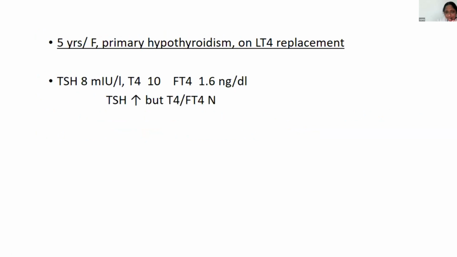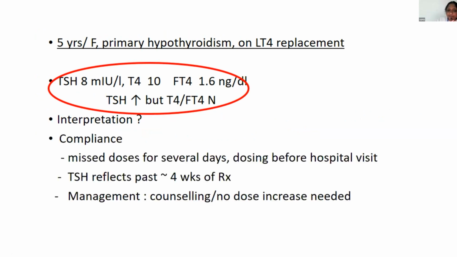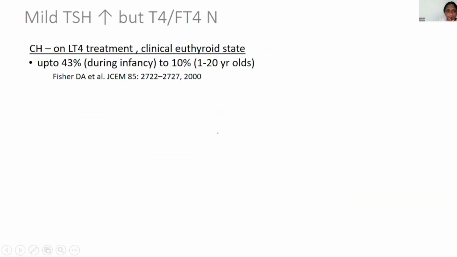Some of the common scenarios is, a child on treatment with a mild TSH elevation with an almost high normal free T4 level. The most common explanation is compliance. So children tend to miss for several days, and they tend to take it for a few days just before the hospital visit. And because TSH always reflects the past 4 weeks of treatment, in this condition, there's no need for dosage increase. So always interpret by looking at all the factors together.